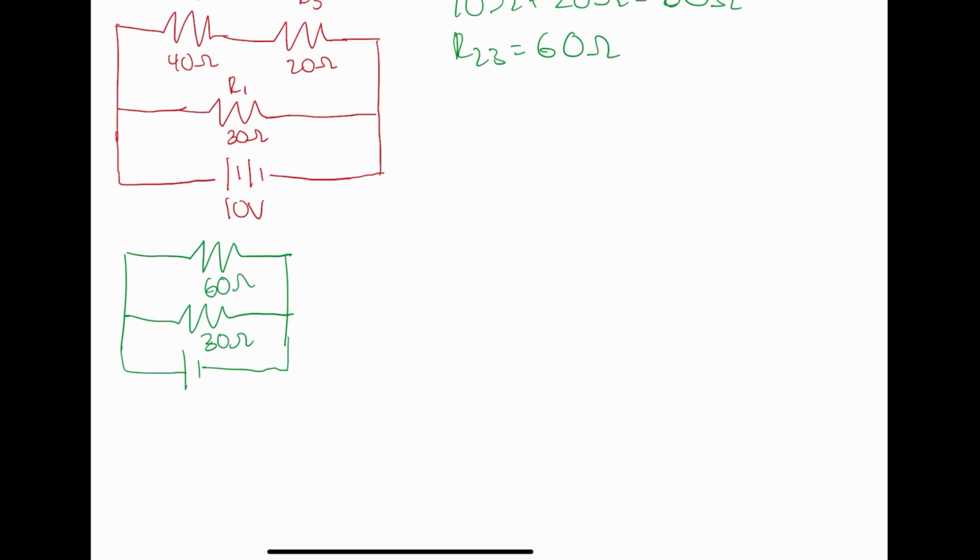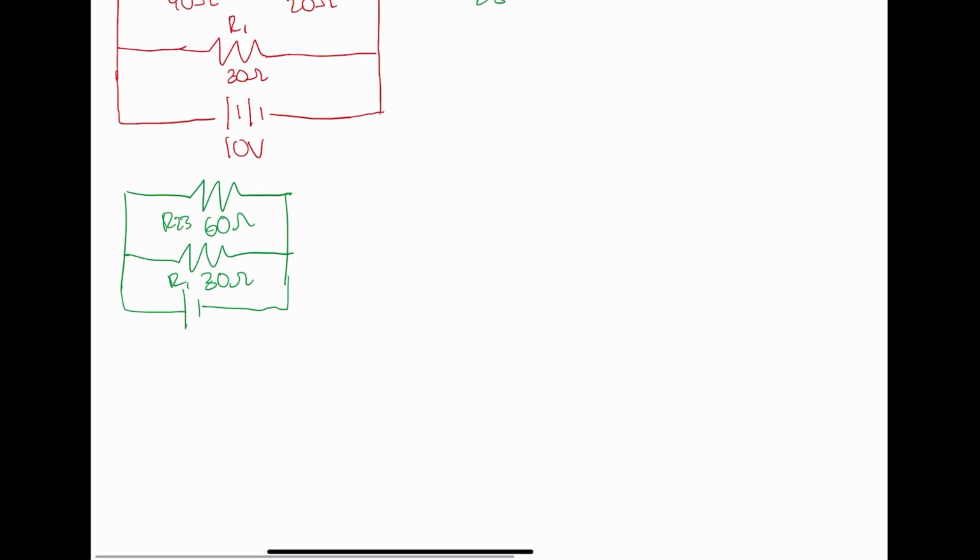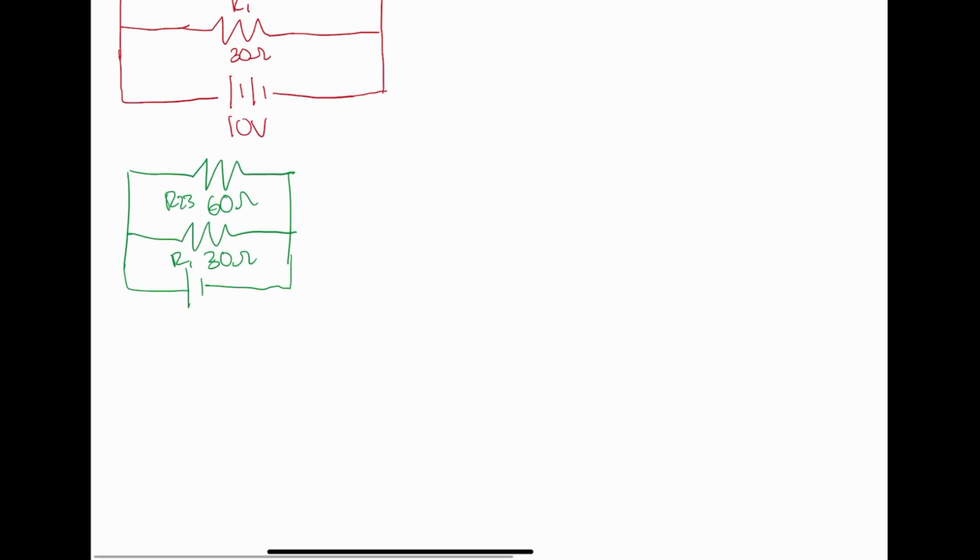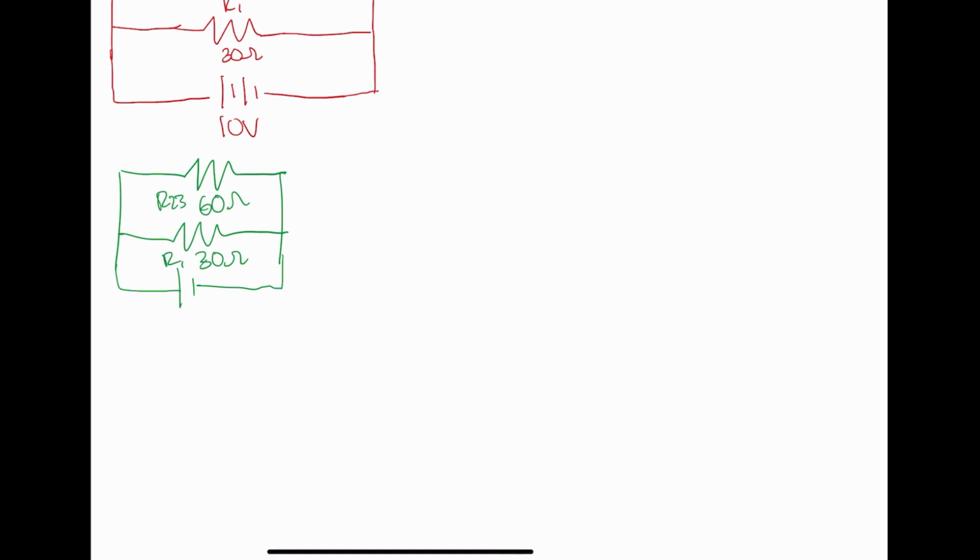Now we just do Ohm's law to find the total resistance. So we do 1 over 60 plus 1 over 30, which is 1 over RT, right? So we do 1 divided by 60, 1 divided by 30, add those two up, and it should equal 0.05.